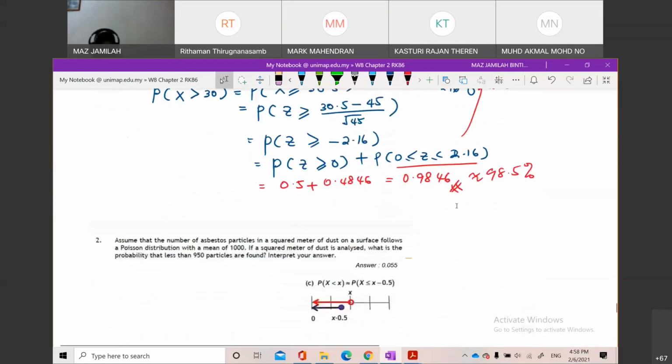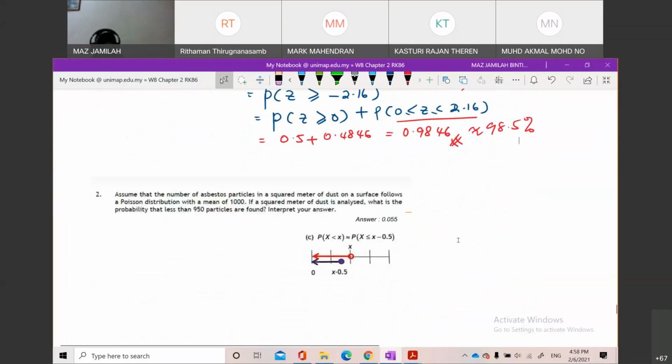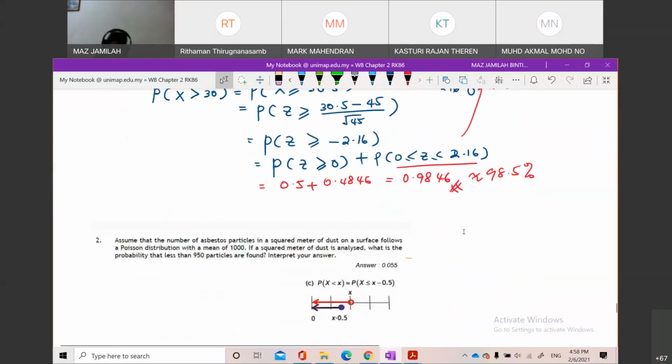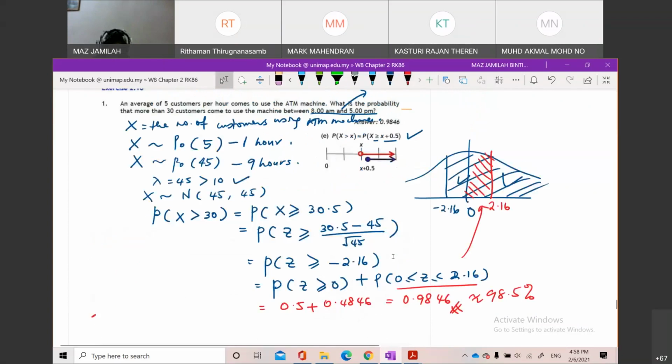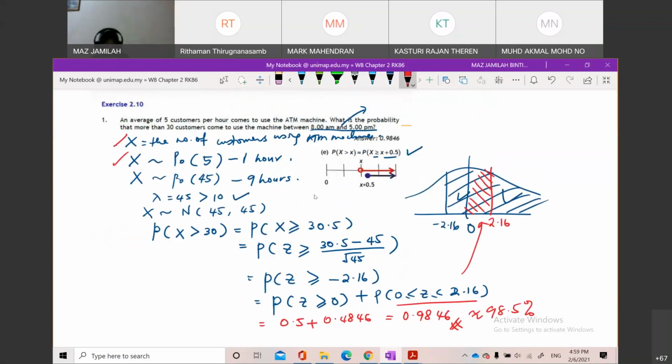So for the second question, I think I'll just leave it to you, find it on your own. This one is Poisson. So please do the definition, the original distribution, the transformed distribution, the continuity correction factor, then apply the standard normal transformation.